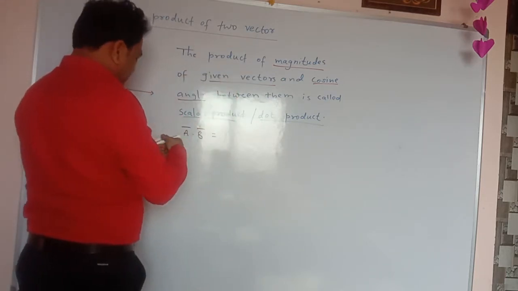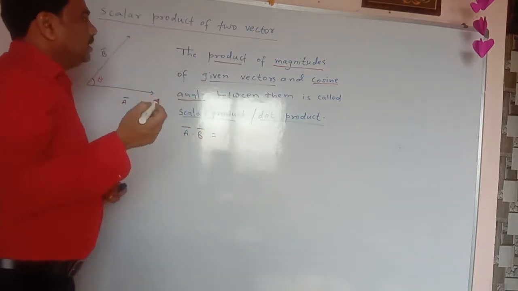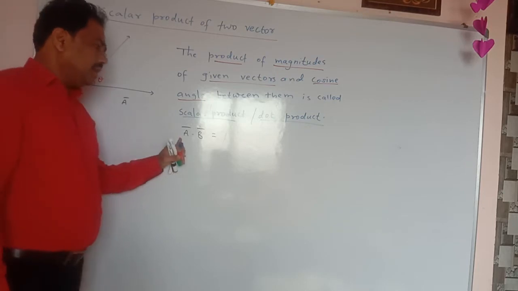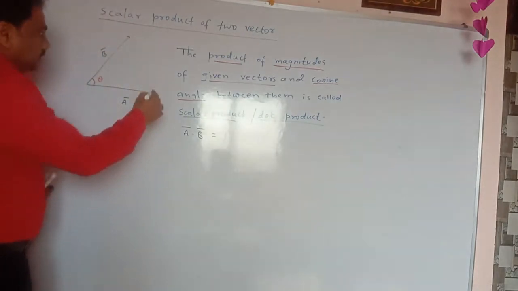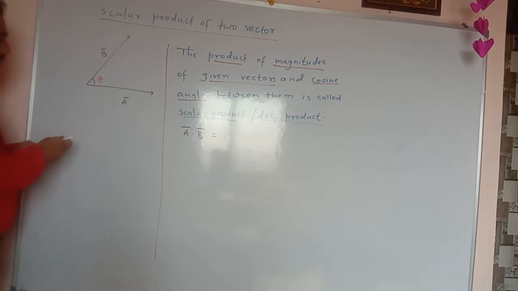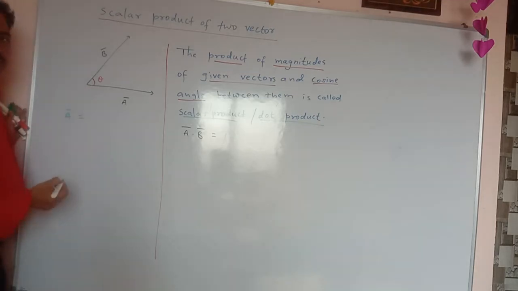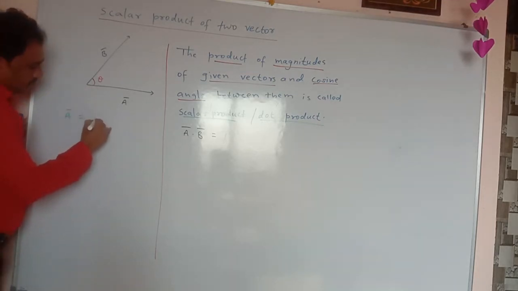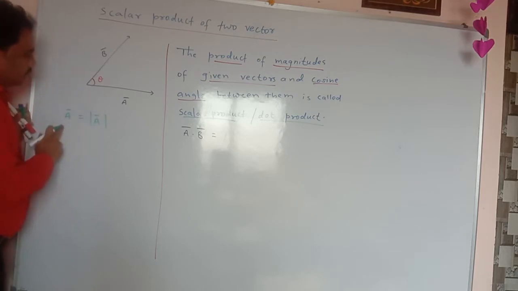Now, if vector A dot vector B is there, what is the scalar product? It is the product of magnitudes of the given vectors. So what is the magnitude of vector A and vector B? Now see how we can represent the magnitudes. If vector A is there and we write vector A in the mod, mod of vector A is called the magnitude, and this one is the vector.